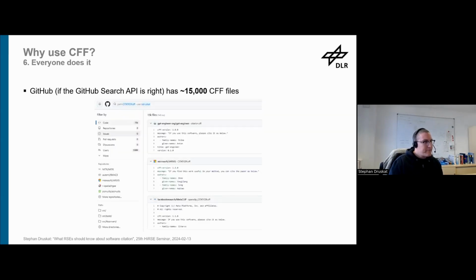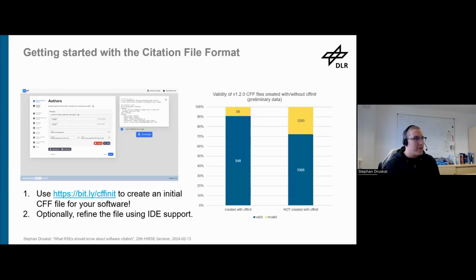And the last bit is a lot of people already use citation.cff files to provide citation information. At the time now, we have around 15,000 files in 15,000 different repositories on GitHub. There are a number of larger names in that list as well. We don't really know for sure because the GitHub search API that we use to try and collect this information is not always the most reliable.